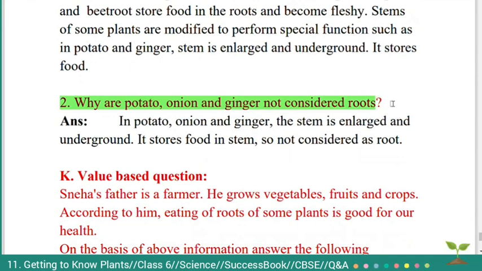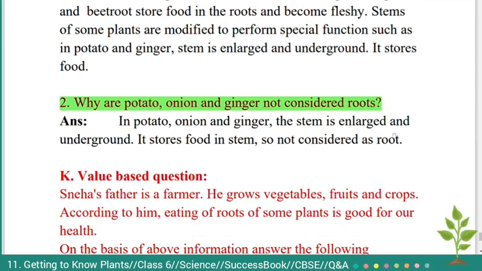Second question. Why are potato, onion and ginger not considered roots? Answer. In potato, onion and ginger, the stem is enlarged and underground. It stores food in the stem. So, they are not considered as roots.